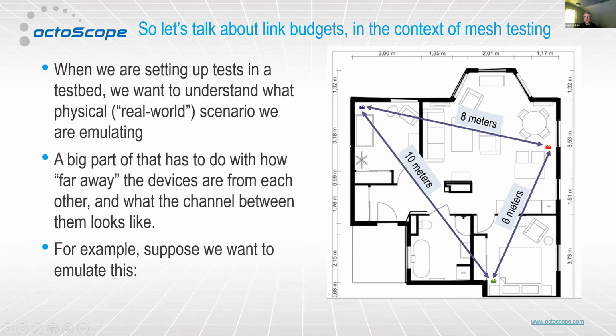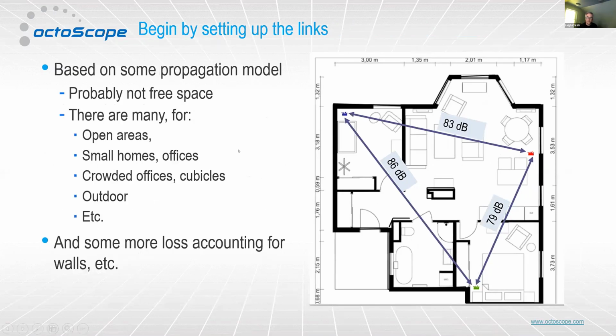You can see 8 meters, 6 meters, 10 meters. We can see that there's some walls between them as well in certain cases. And we have some sort of environment that this is in. Typically, this would be like a small home or small office environment. So what we can do is start by setting up these links, right?